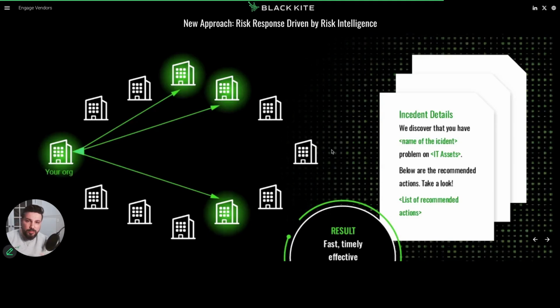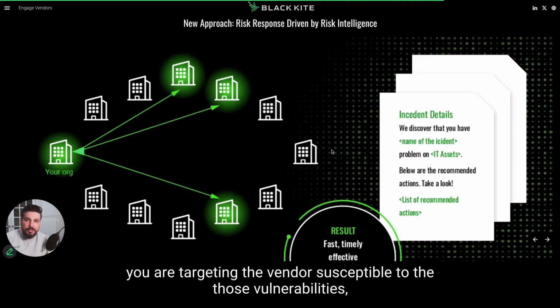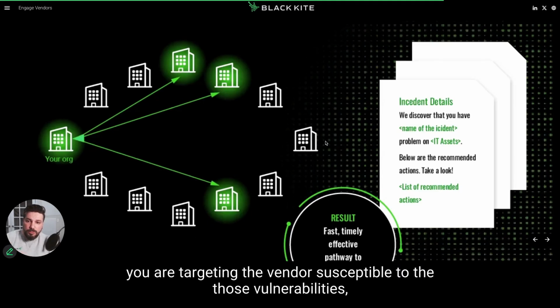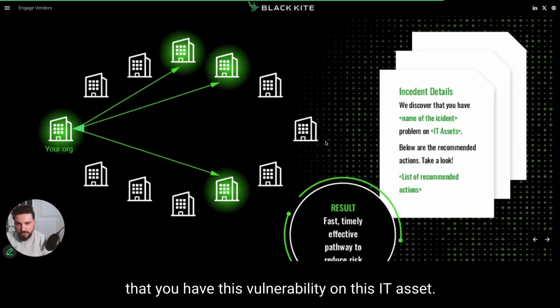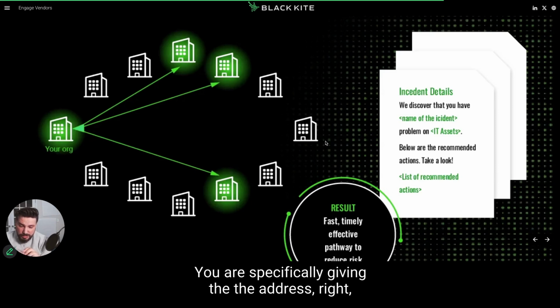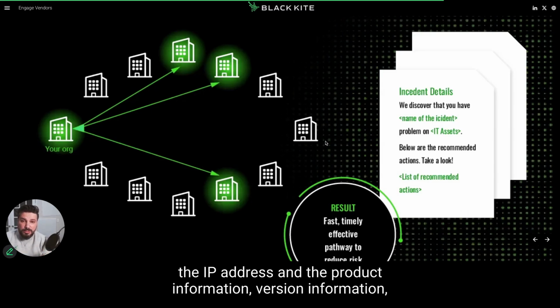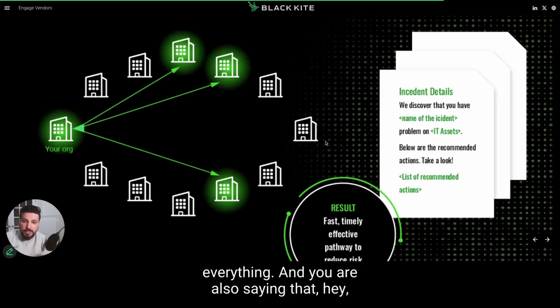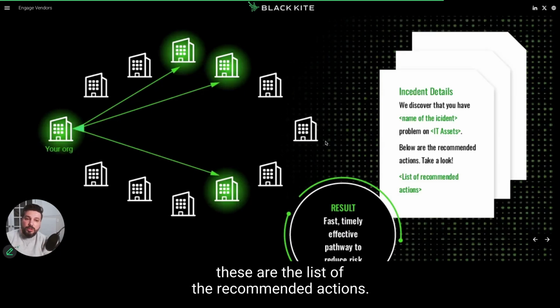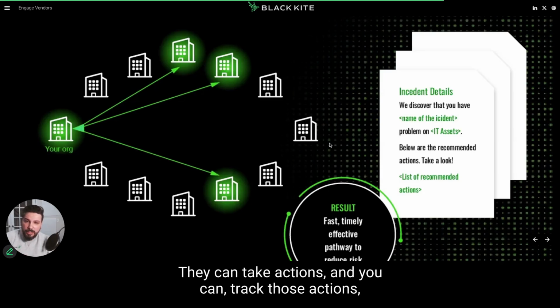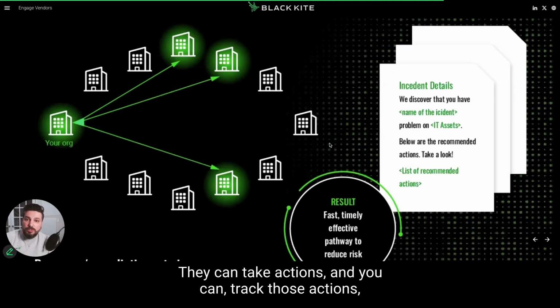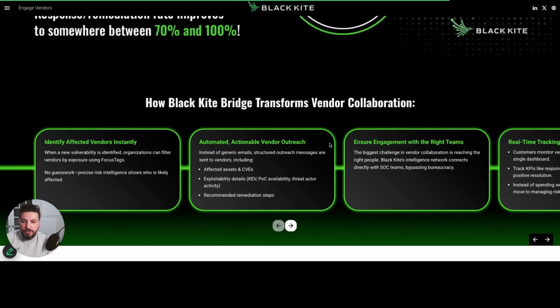Now, instead of asking questions, you are targeting the vendor susceptible to those vulnerabilities, and you are saying, hey, we discovered that you have this vulnerability on this IT asset. You are specifically giving the address, the IP address, and the product information, version information, everything. And you are also saying, hey, these are the recommended actions. Now they can take actions instead of replying to you, and you can track those actions instead of tracking the responses.